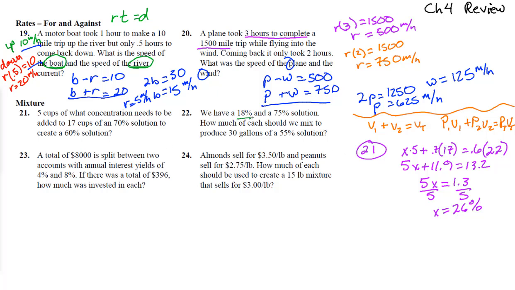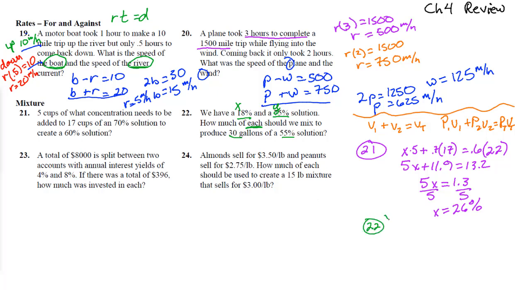We have an 18% and a 75% solution. How much of each? So we are actually looking for x and y here. So we need an x and a y in order to do it. x going with that one, y going with that one, should be mixed to produce 30 gallons of 55% solution. So let's write number 22 right down here.